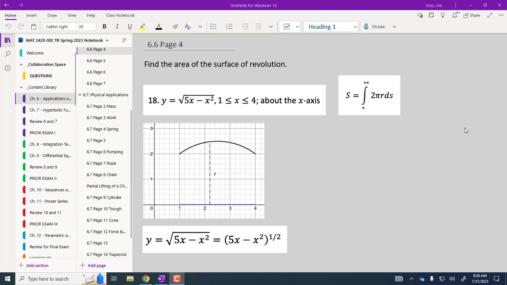Our surface area problems we'll take a look at. We'll try to hammer out that process and get it to be more or less intuitive.